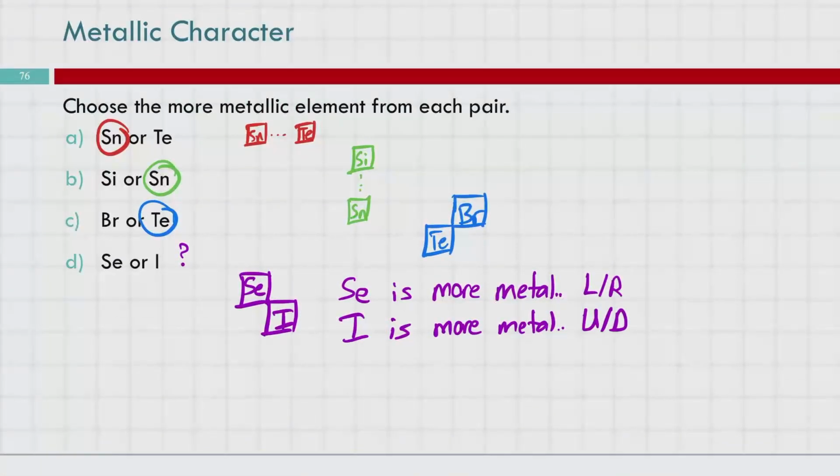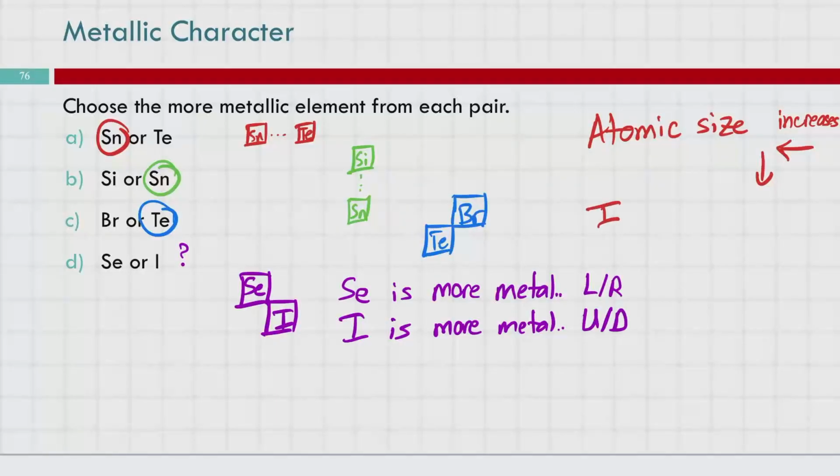So those are our three trends. Very fun, very fun. So we talked about atomic size, the distance from the nucleus in the center to the outermost valence shell. What direction did atomic size increase, left or right? Just to the left. And up or down? Down.